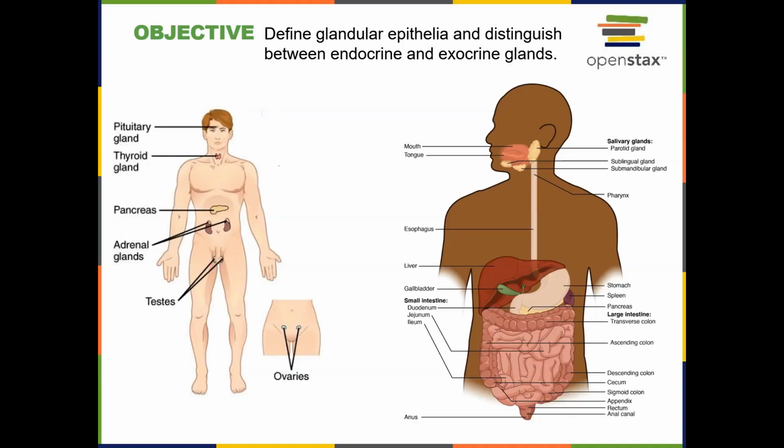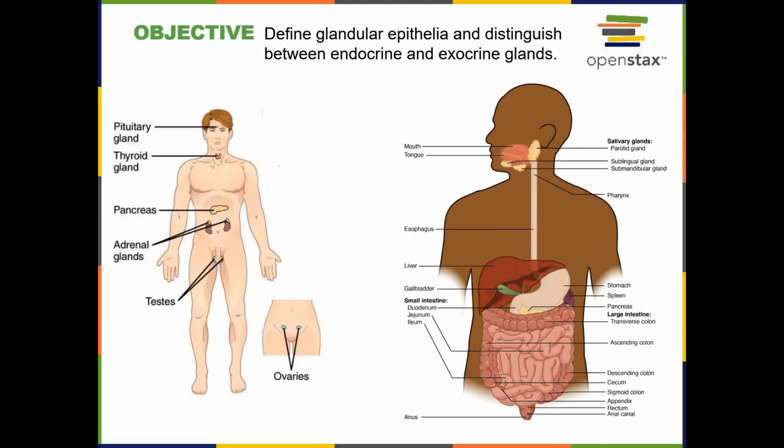So gastric juice is excreted by glands called gastric glands within the wall of the stomach. The intestines also contain glands that excrete mucus, and the liver excretes something called bile that gets stored and concentrated in the gallbladder and then excreted into the small intestine.